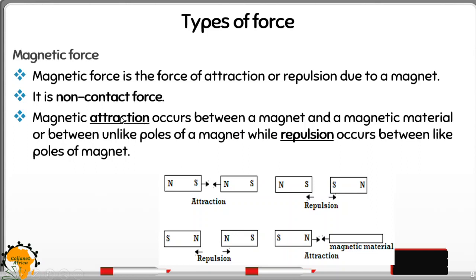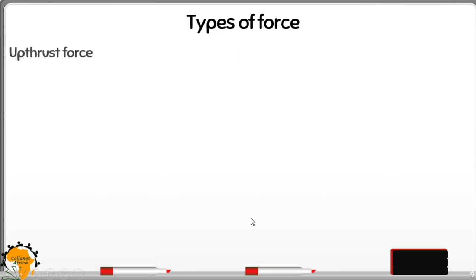So we have attraction when we have unlike poles. When you have south and north, these are unlike, they are not similar. So we have attraction. We also have attraction when we have a magnet and a magnetic material, like in our last case here. But repulsion occurs only when we have like poles. Like means that they are similar. South and south, north and north, they are similar, and therefore there is repulsion. Then we move to another type.